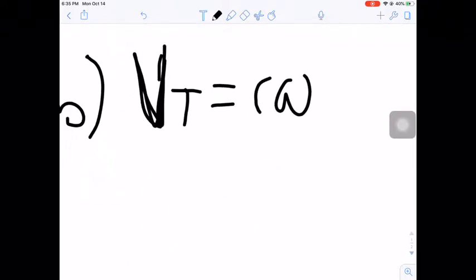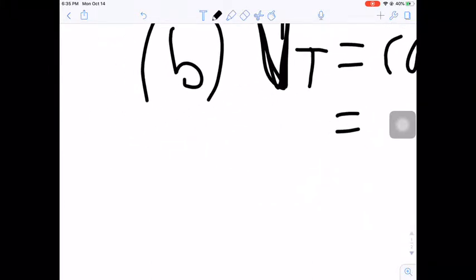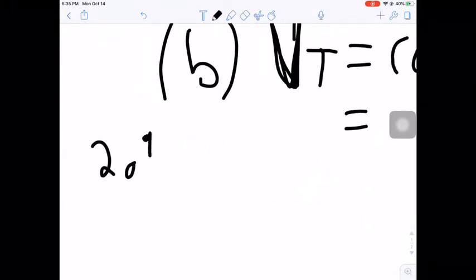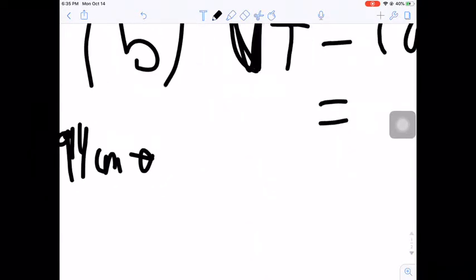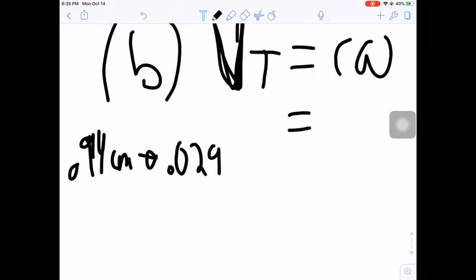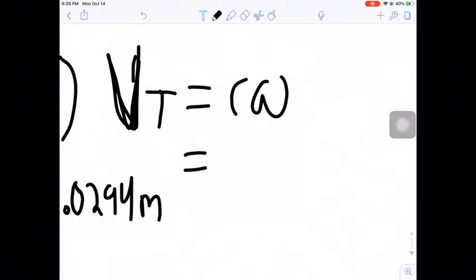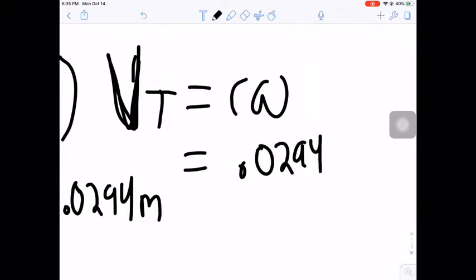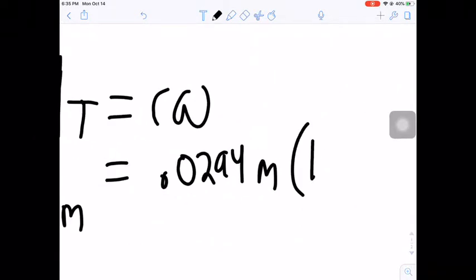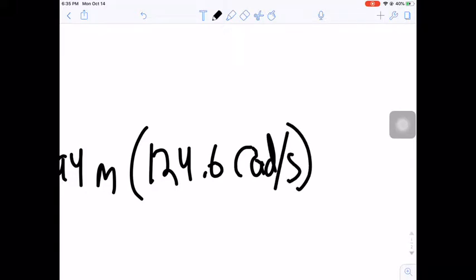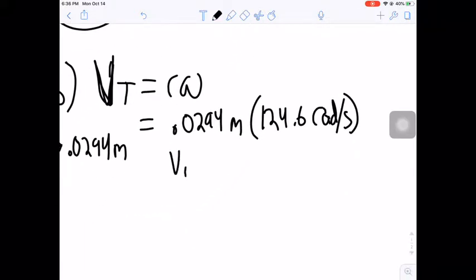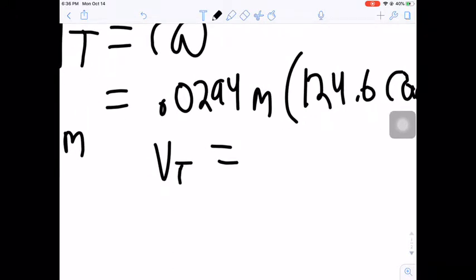Let's convert the 2.94 centimeters into meters. You just divide by 100. Stick that in for r, 0.0294 meters times 124.6 rads per second. And this will give you your tangential velocity at that r, and this was 3.66 meters per second.